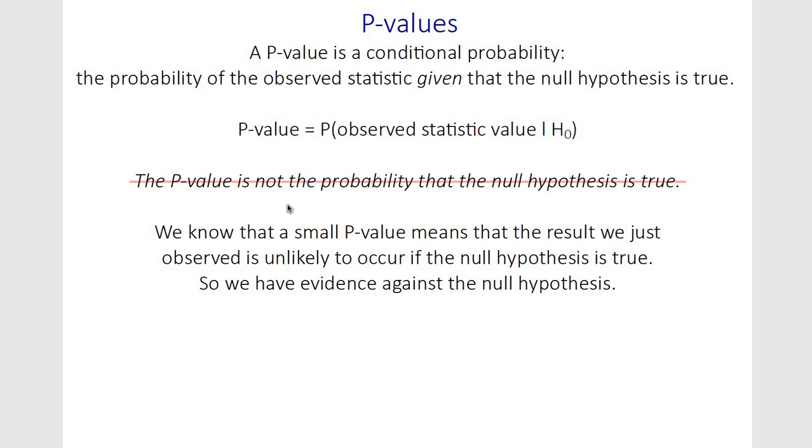All right. So the last thing is, we know that a small p-value means that the result we observed is unlikely to occur. So if it's unlikely to occur, we have evidence against the null, which means we can reject the null hypothesis. If we have a large p-value, then that means it was pretty likely that that statistic happened given the null hypothesis. So we fail to reject the null if we have a high p-value.